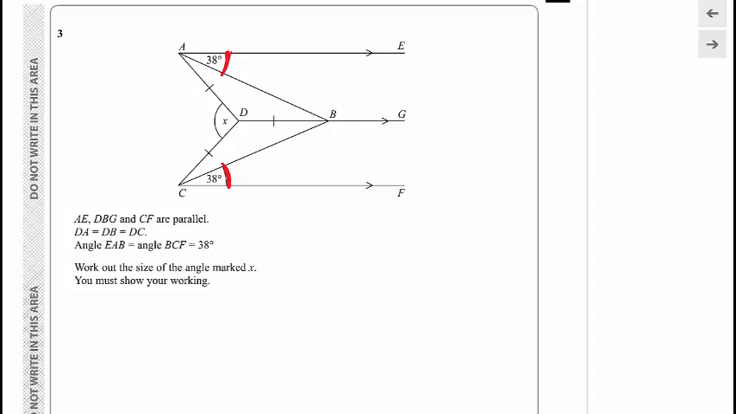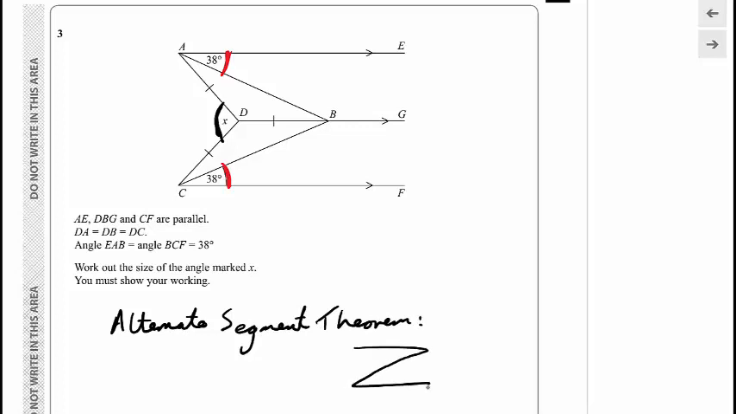I've then been asked to work out the size of angle marked X. So this is the angle marked X, this is the angle I'm trying to find, and I've been asked to show my working. Okay, well, first things first, I know from the alternate segment theorem, that when I have a Z shape like that, so this line is parallel to this line, I know that that angle in there must be equal to that angle in there.